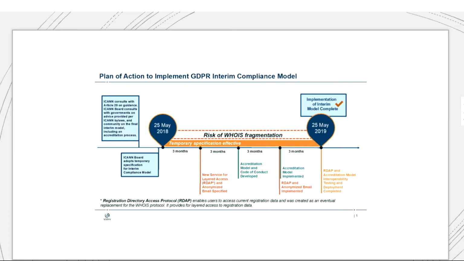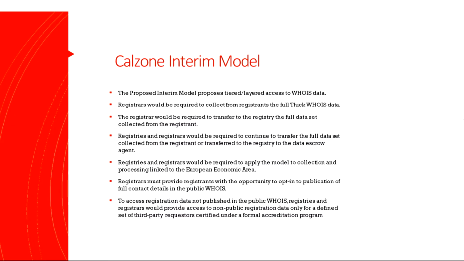But it hasn't gotten a lot of love from the Europeans just yet. So there is a request by ICANN to get the Europeans to slow down their enforcement, given that we're showing our work, if you will, in attempting to become compliant with the regulation. So there's this interim model that basically has tiered or layered access to WHOIS data. They would collect all the data for thick WHOIS.